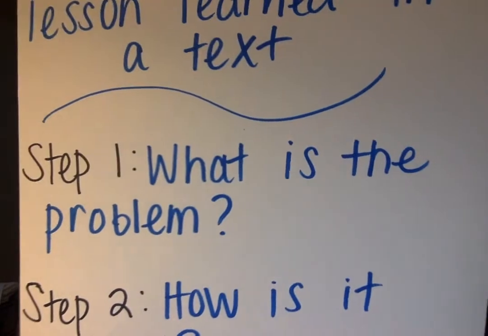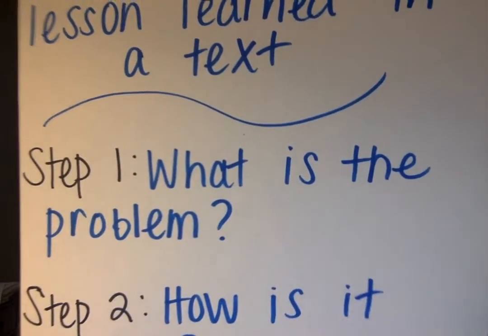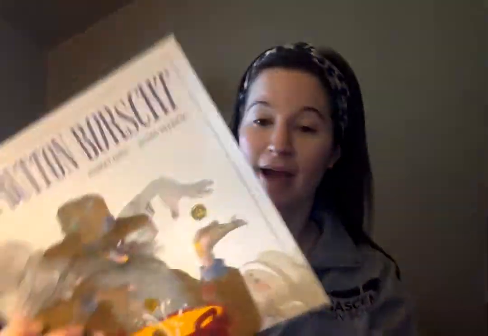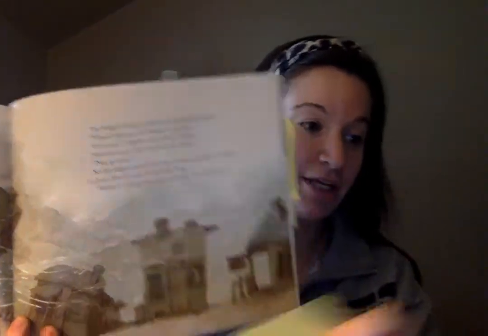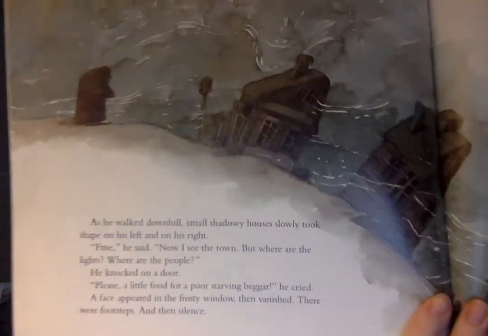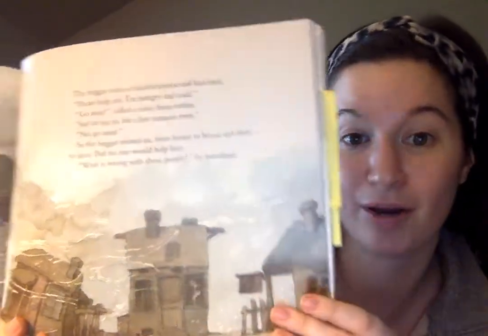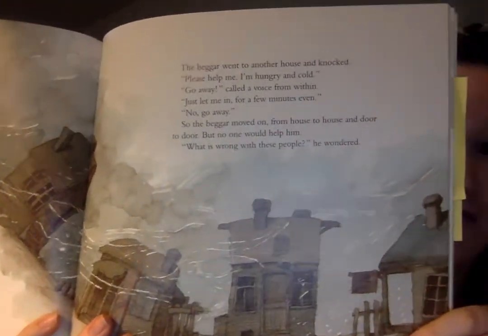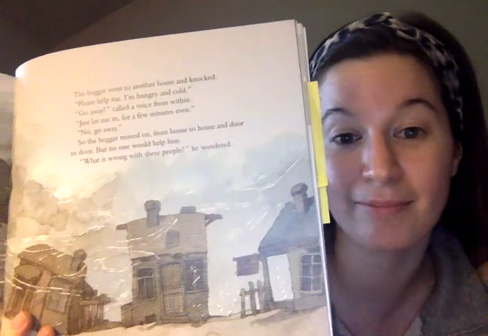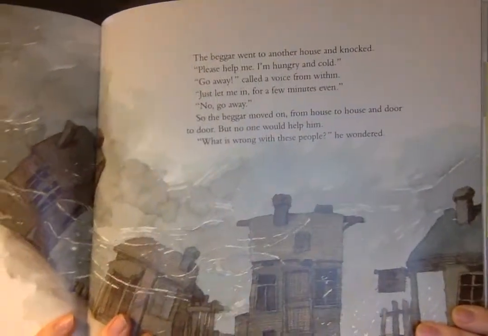Step 1, what is the problem? Looking back at our text in Bone Button Borscht, we know the problem is that we have our beggar. He is going throughout this town. He is cold. He is hungry. But every door he knocks on, every person he tries to talk to, they refuse to answer the door or they tell him to go away. They are not welcoming to him. So he is unable to find a place to stay and become warm, and he's unable to find any food to eat. No one is willing to let him in or feed him. So that's our problem in our text.